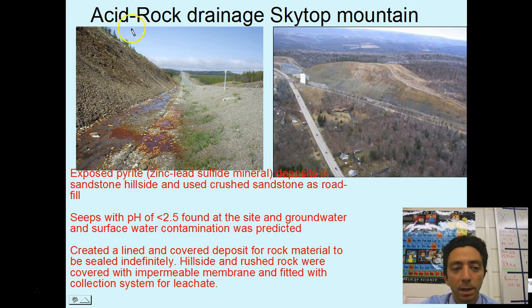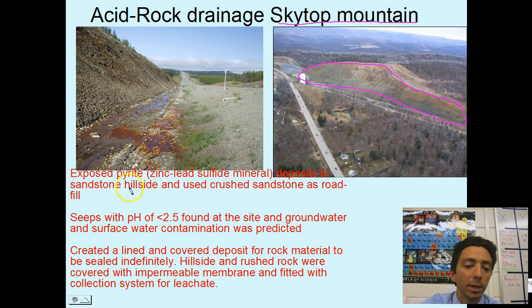This is kind of a case study, a local one, near and dear to my heart. This is Skytop Mountain, which is in Centre County where I'm from. Essentially what they wanted to do at Skytop is they had to remove a section. You can see how it was removed here. That section they removed so they could build a highway from Altoona to State College, Pennsylvania.